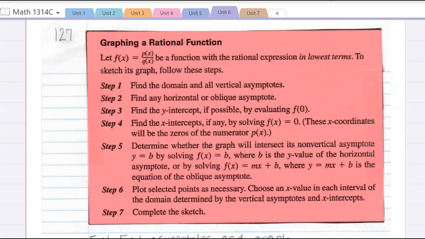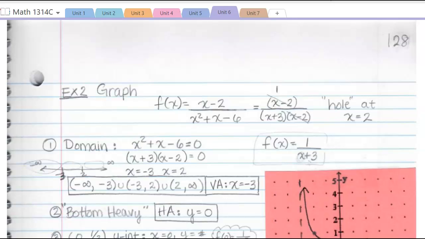We will be using these steps in order to graph our rational functions. One of the things that we notice is that we need to get our fraction in lowest terms. So let's go back to our example. The very first thing I'm going to do is factor the numerator and factor the denominator. And we can see them in factored form here.